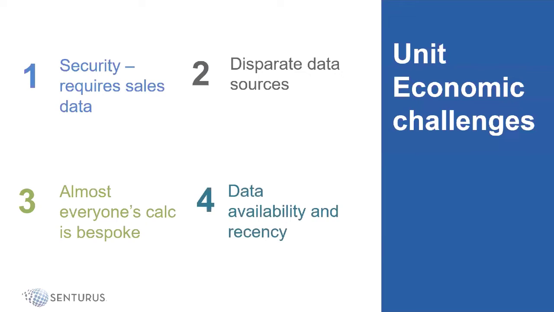And lastly, we'll talk about availability and recency being a challenge. If you do a one-time exercise, back-of-the-napkin math, accuracy might suffer, but you also have invested a lot of time to do this one-off calculation.